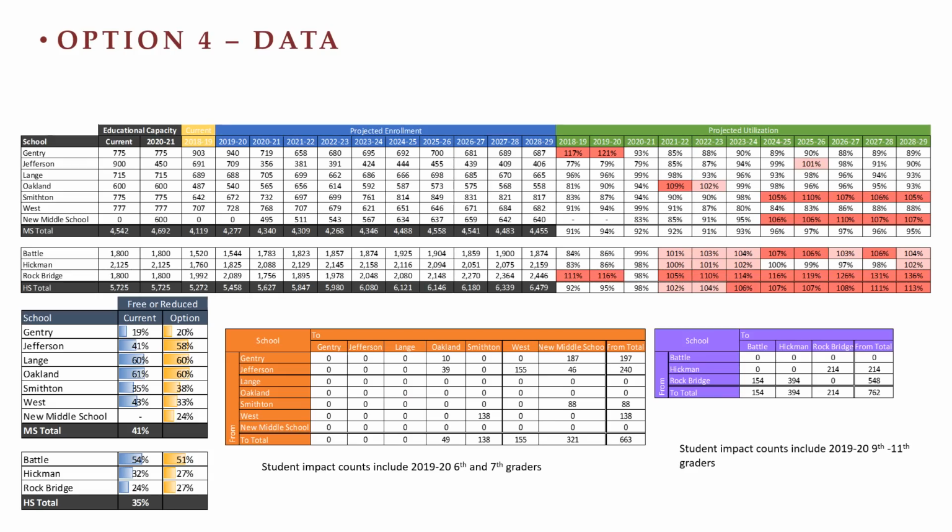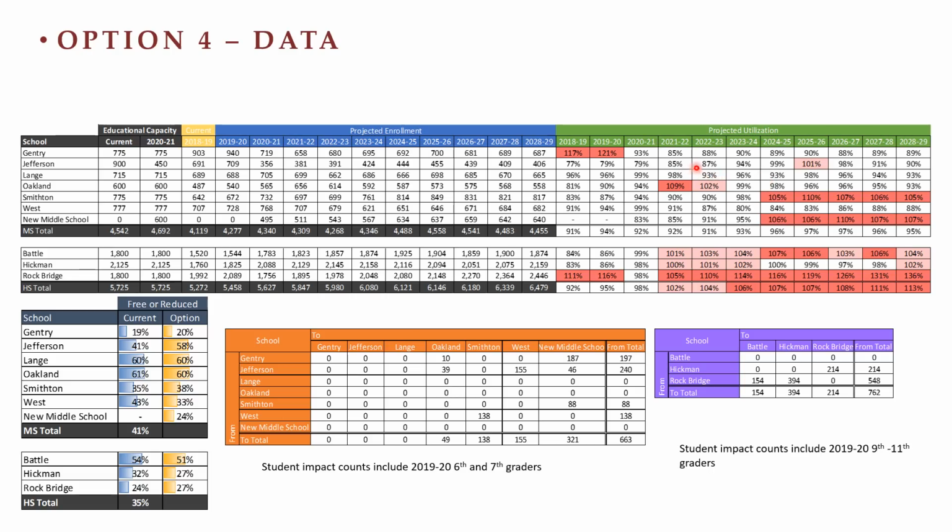Here's our data associated with option 4. So you can see in this option we go from 117% to 121% down to 93% at Gentry. And overall, we've got a really good balance at the middle school level through 24-25. That's when we see a little bit of overutilization at West and the new middle school.